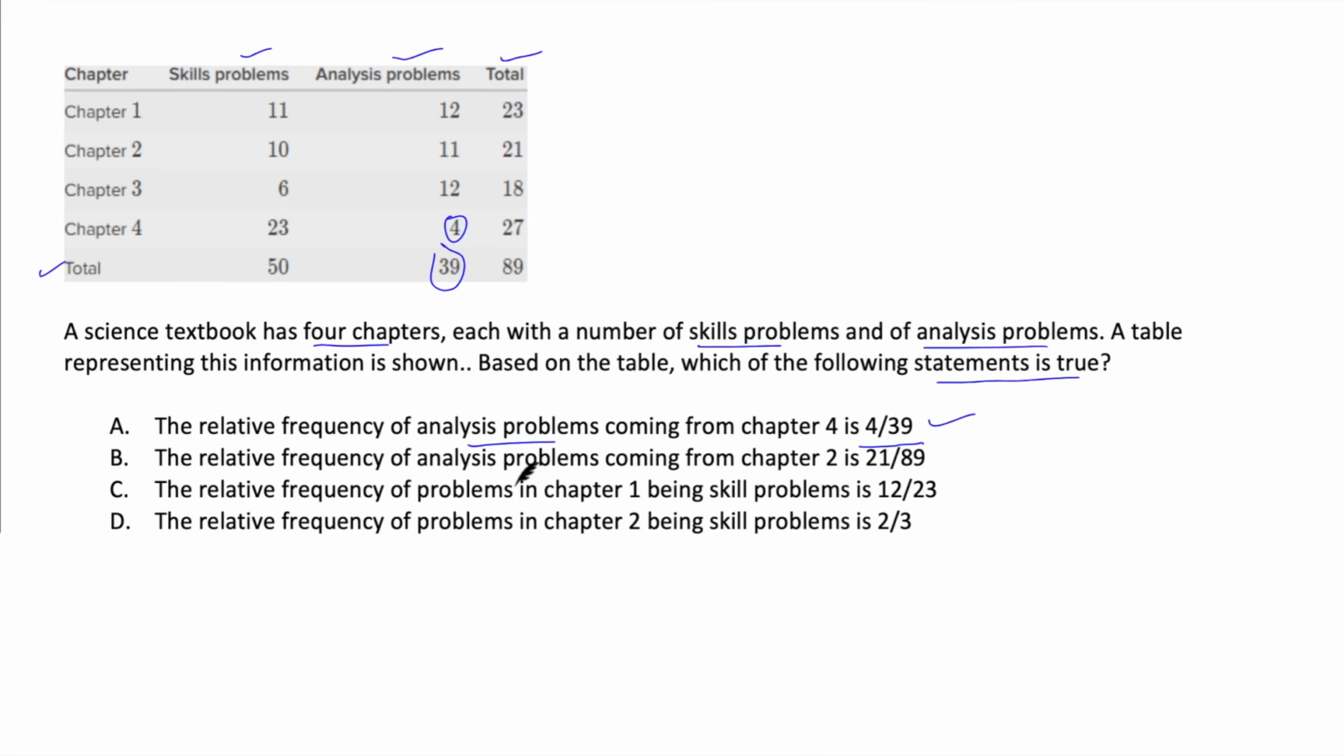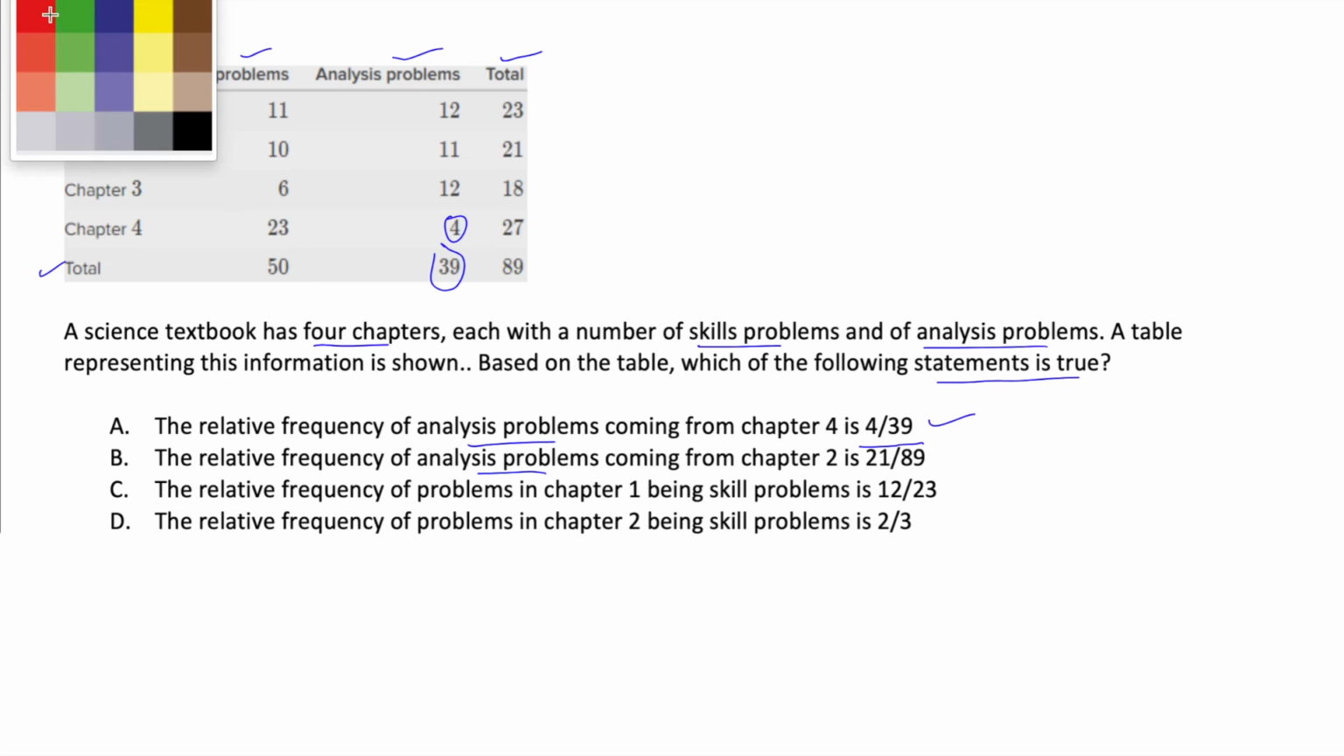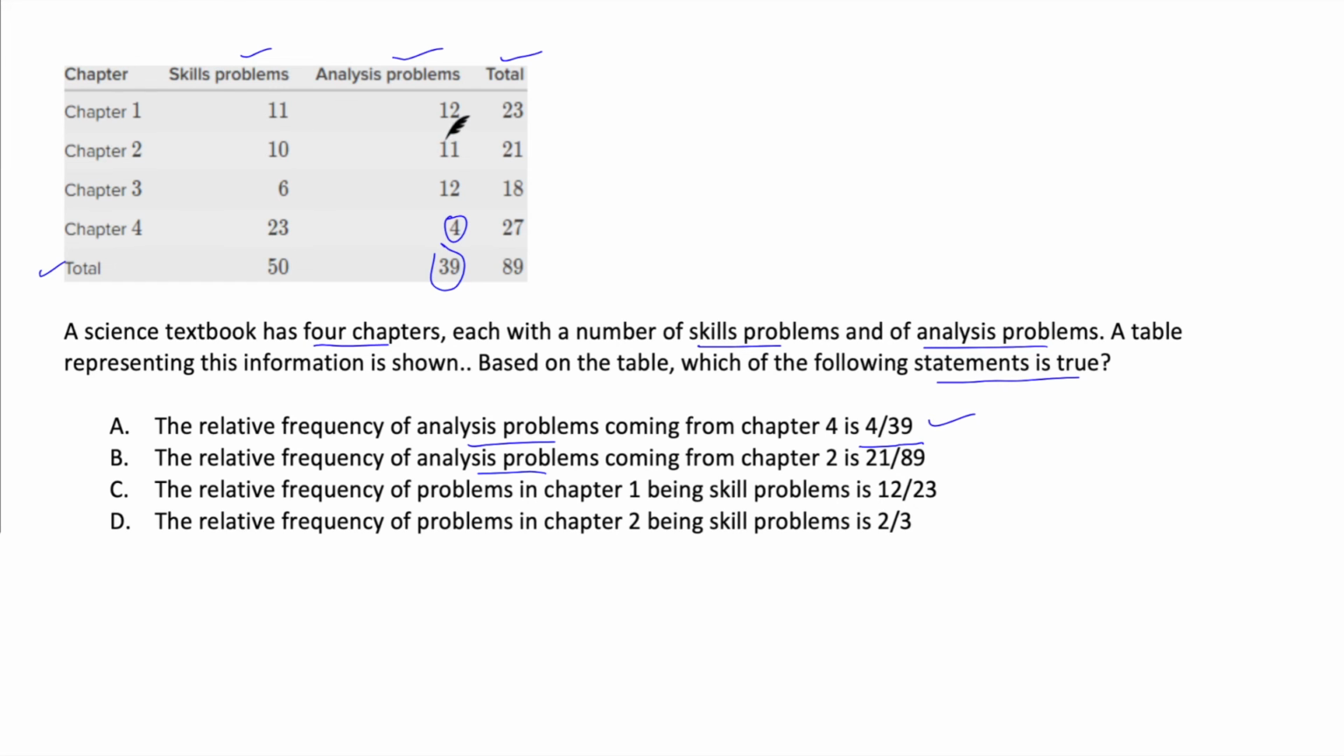The relative frequency of analysis problems coming from chapter 2. Let me use red color for option choice B. Is this? Chapter 2 is 21 by 89. No, this is completely wrong. We have got 11 questions from chapter 2 on analysis problems. This is definitely wrong.